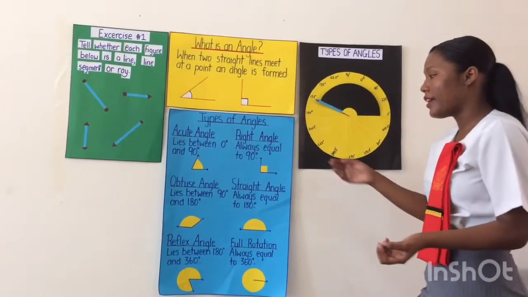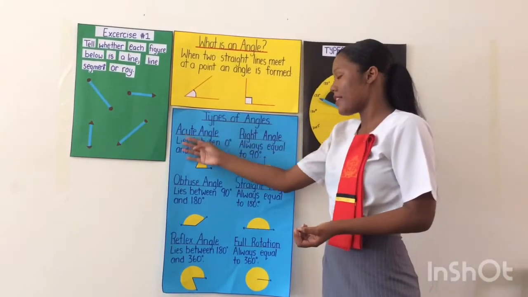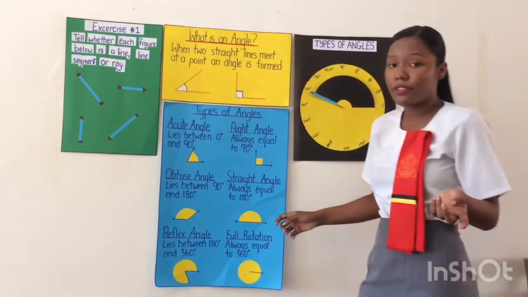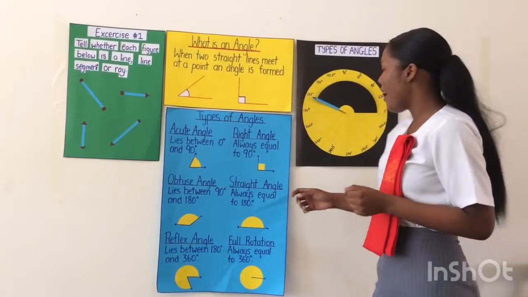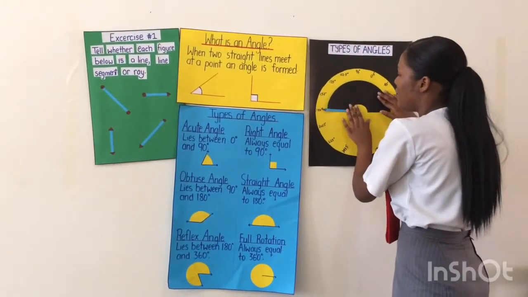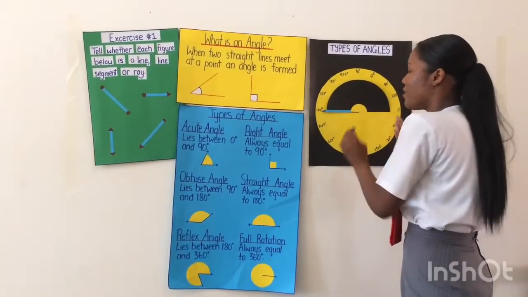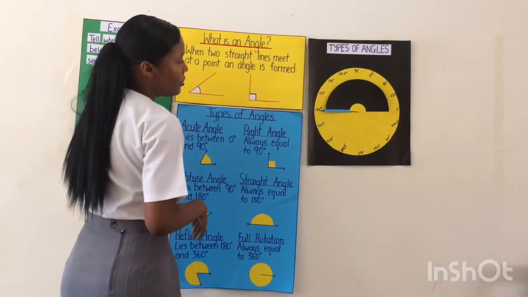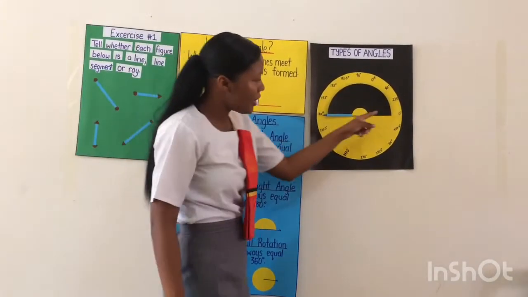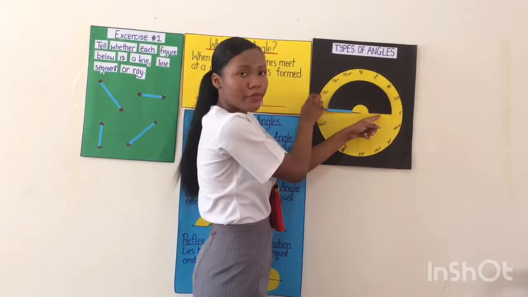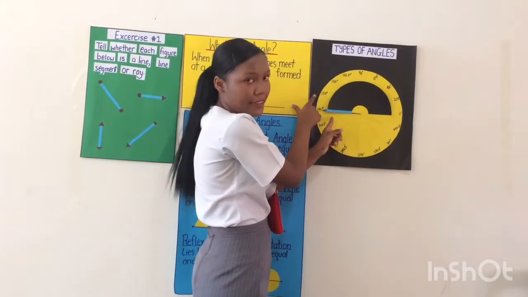Now our straight angle, as it says here, is always equal to 180. So where do we put it, Jodelle? At our 180 degree mark. Good. And this is why our straight angle is going to have the same name or a similar name to our straight line. Because if we look at this, we see that it's a straight line. Good.